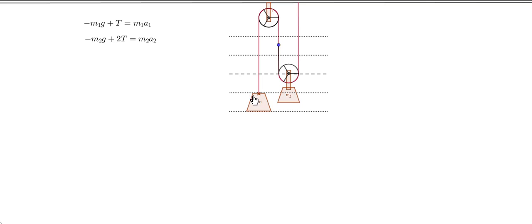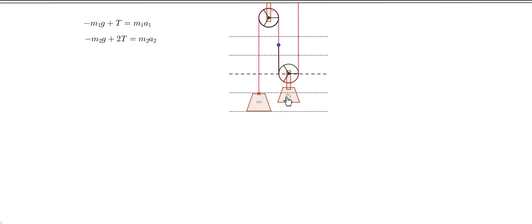So the top of m1, which started off aligned with this dashed line, has moved down one bar. These bars, by the way, are equidistant. Whereas the top of this pulley system, which was aligned with the top of m1, has only moved half of a bar. In other words, the distance traveled by m1 and m2 in the vertical direction is not the same given the same amount of time, which tells us that the magnitudes of the accelerations have to be different.